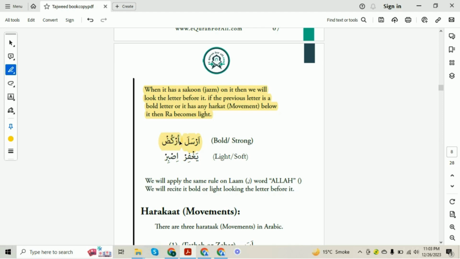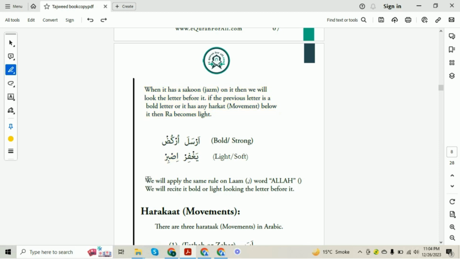The next one, urqud, urqud, because alif got a dhamma. And then here yaghfir, yaghfir. Why are we reading the raa in a light voice here? Because raa got a jazm and the letter before it is not a bold letter, and also the letter got a kasra. Isbir, isbir. We are reading raa in a light voice because the letter before it got a kasra.